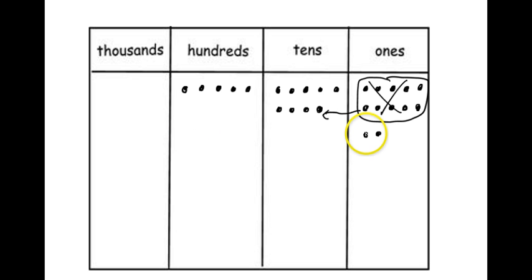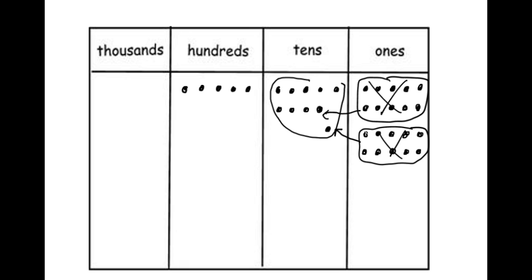591, 592, 593, 594, 595, 596, 597, 598, 599, 600. When I reach the 600, I again have 10 discs in my ones column. So I will compose those and move those over to my tens column. And when I do that, I now have 10 tens in my tens column. That means I can take all of those and compose my 10 tens into a group of 100.